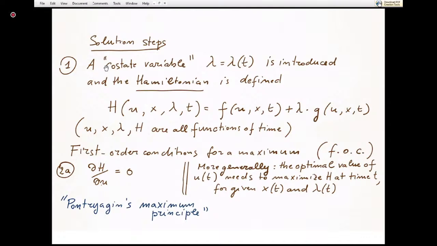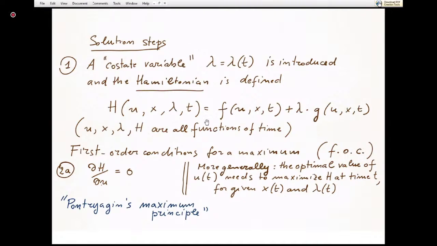We introduce a new variable. Remember, constrained optimization in a static setting implies introducing a new variable, which is an auxiliary variable, okay? It's called a Lagrange multiplier. Here we do something similar: we introduce a so-called co-state variable. Now the variable depends on time, okay? So there is a value for this variable for each point in time. It's a path over time, okay? Lambda of t. We define a function which is called the Hamiltonian, which is similar in a way to the Lagrange function.